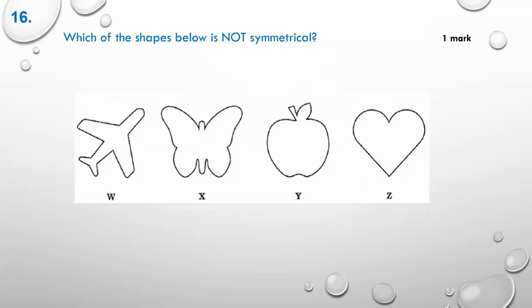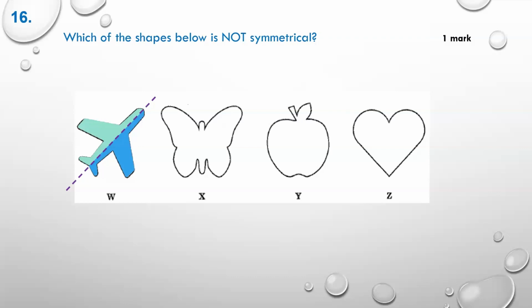So let's look at the first shape, our little aeroplane, shape W. Can we fold that in a particular way so one side fits over the other? Where would that line be? Our mirror line would be down the center. And if we look at the right-hand side, let's color it. If we folded that over the mirror line, would it be on the left-hand side? Yes, it would. So therefore, W is symmetrical. Our question is asking us which one is not symmetrical.